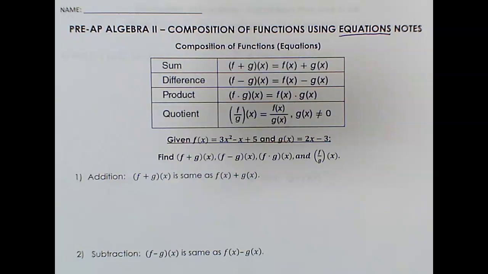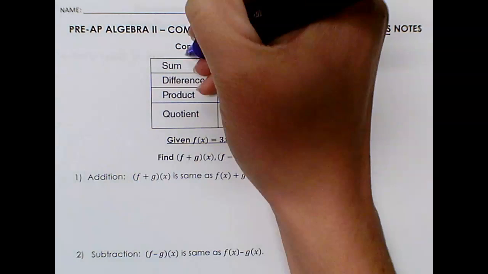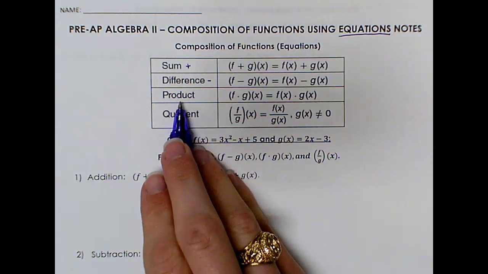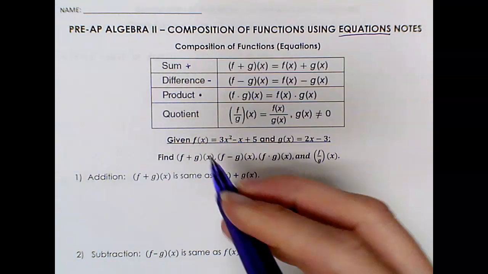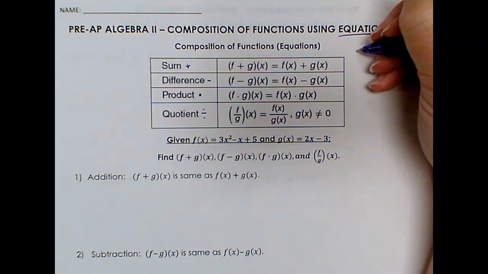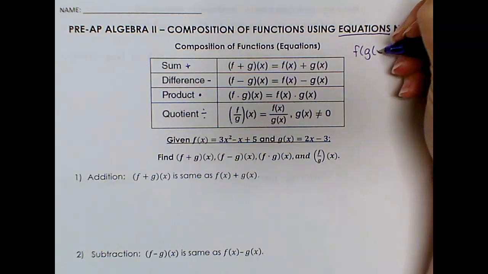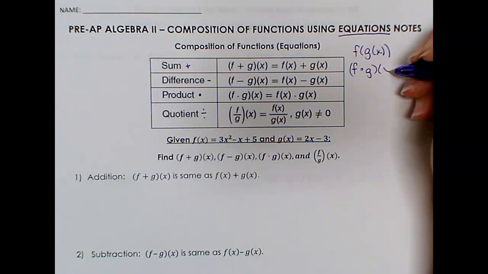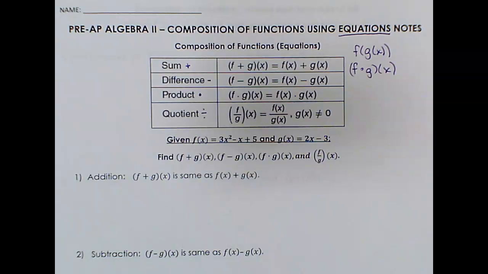We're going to learn how to put functions together with a sum, so addition, with a difference, subtraction. We're going to learn how to find the product, so multiply, and the quotient, divide. So we're going to learn all those different ways to compose functions, and then we're also going to talk about nesting functions inside of each other. So we may end up finding f of g of x, or as we learned yesterday, it might be written like this. So we're going to learn how to do all of those things today with equations.